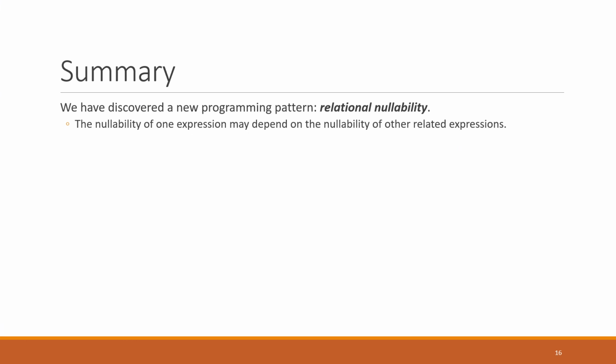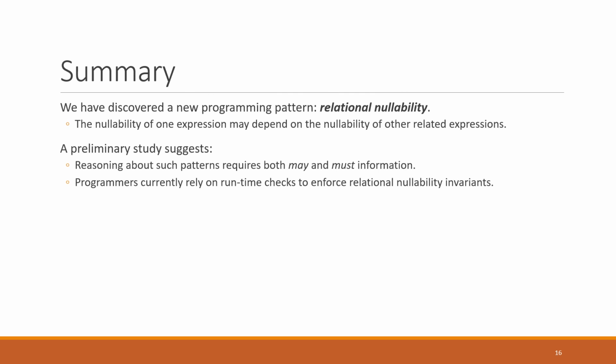To sum up, we've discovered a new programming pattern, which we call relational nullability. The key idea is that the nullity of one expression may depend on the nullity of other related expressions. We've conducted a preliminary study of code on GitHub, and we found that such patterns do occur. And we see that reasoning about them requires both may and must information. Hence, we have these two Boolean formulas in our type system. And we also see that today programmers rely on runtime checks to enforce these invariants. So without type system support, these programs crash when things go wrong.